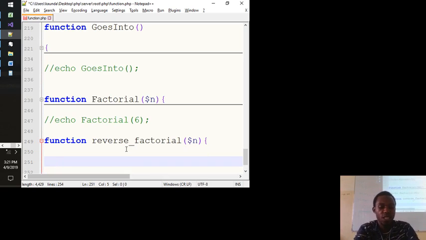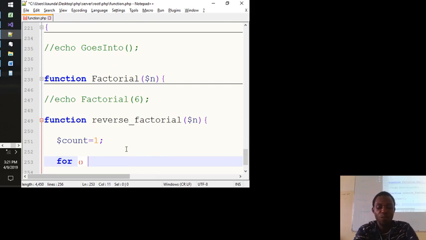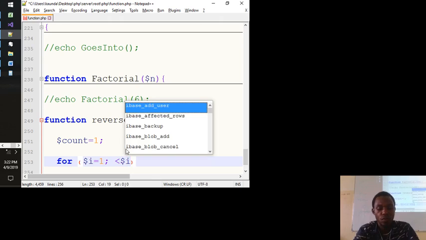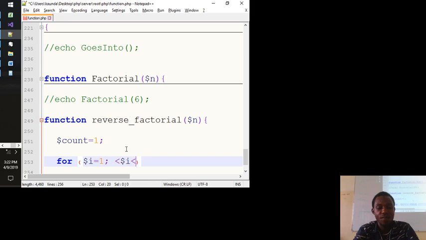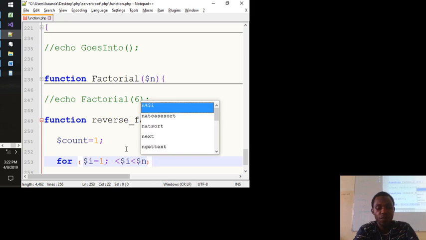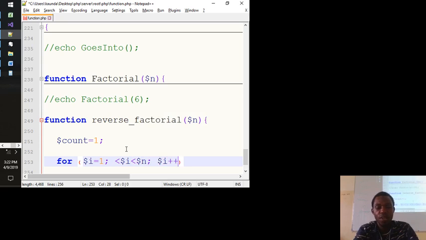So let's say this will be my count. I'll have my count, I'll set it to 1. Then I'll come to my for loop, starting from 1. I'm going to loop while the number is less than what I'm giving. Keep looping while the 1 is less than the number I'm giving, and then you keep incrementing this.